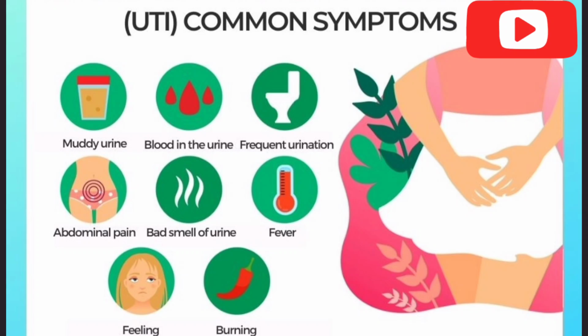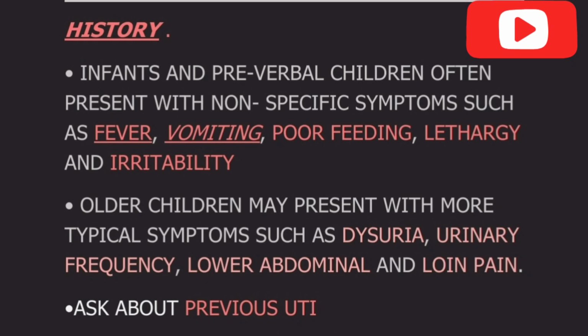They will tell us about these symptoms. And the third point in the history, we have to ask about previous episodes of UTI. We have to ask about all the symptoms, either fever, urinary frequency, lower abdominal pain, or loin pain. We have to rule out a previous episode of UTI so that we can know whether it is a new UTI or a recurrent UTI.